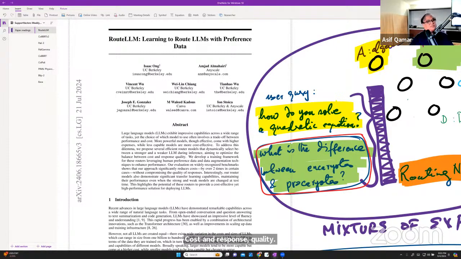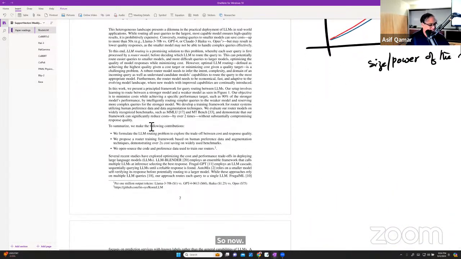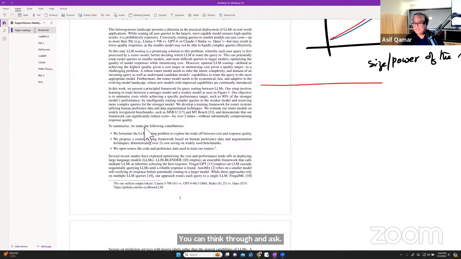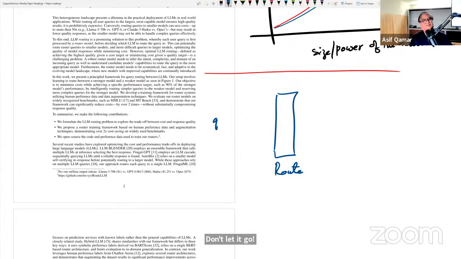So guys, we just talked about a mixture of experts kind of thinking. So now, with that kind of a background, you can think through and ask, can we, given a query, a very similar line of thinking, imagine that you could route, and this is what this paper will say, given a query Q, don't let it go. Instead, put a router network. Somehow we train it. It will answer only one question.